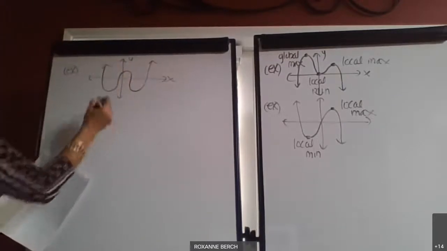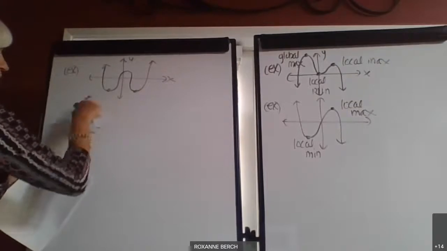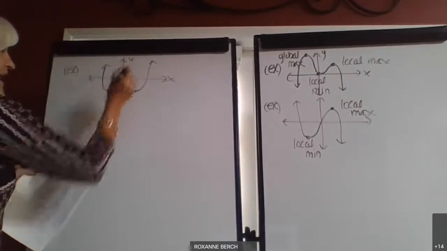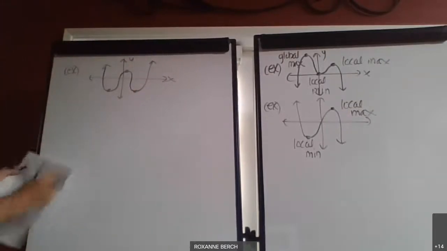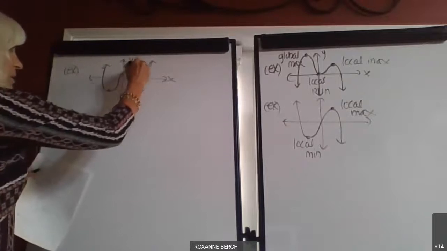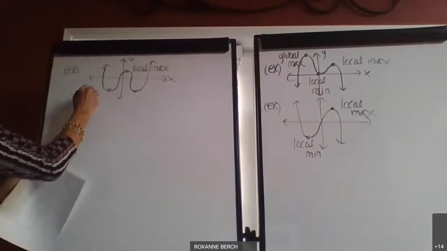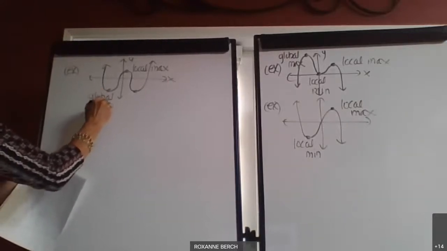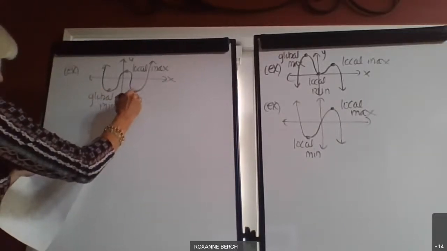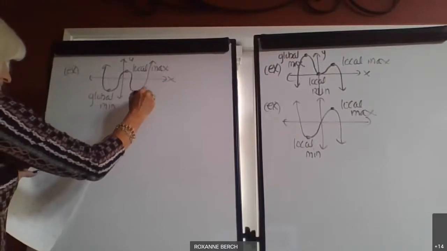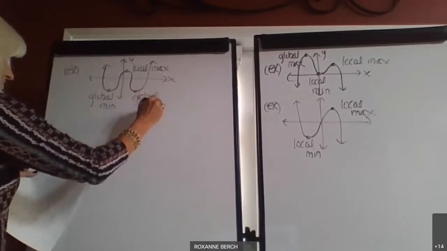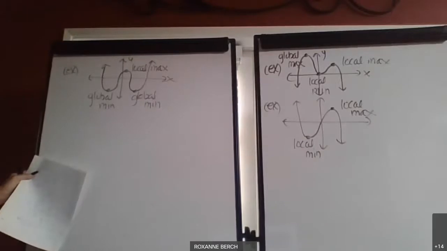Okay, on this graph, you have two that are at the same spot, and then you have this guy here. So this would be a local maximum. This guy would be a global minimum, by definition.